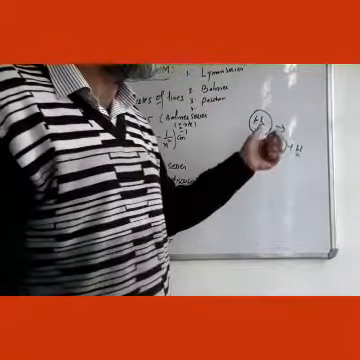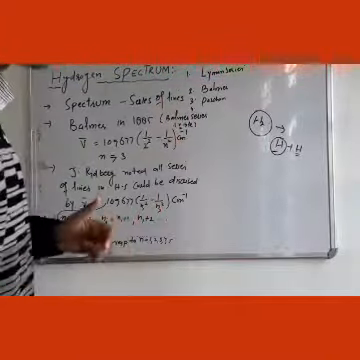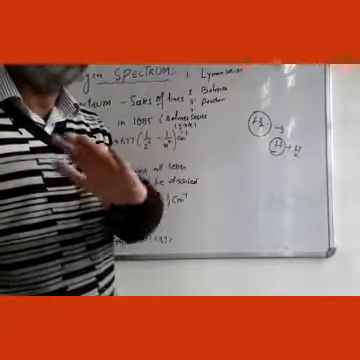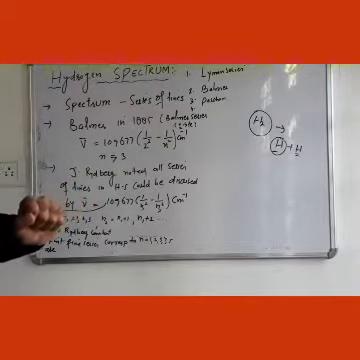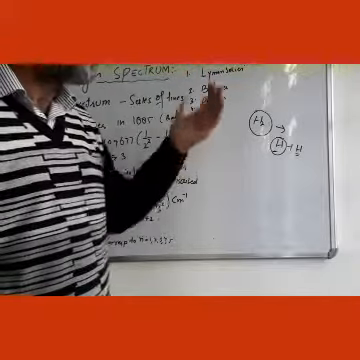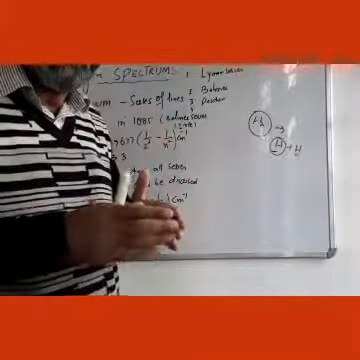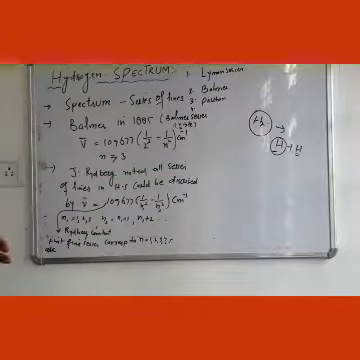When these electromagnetic radiations are resolved in a spectroscope, what we see is a series of lines. So this series of lines constitutes the hydrogen spectrum, or line spectrum of hydrogen.